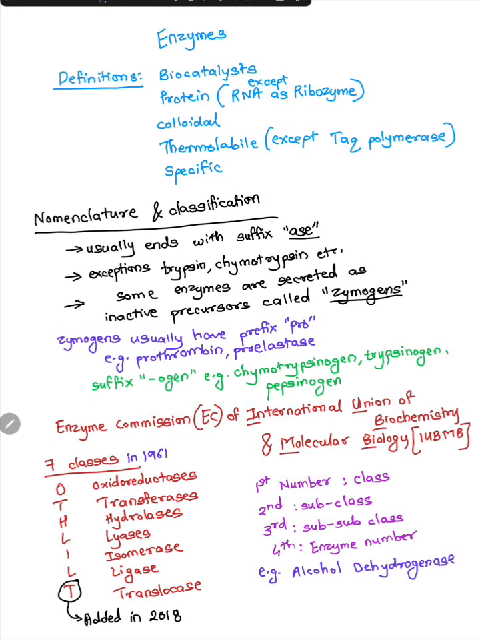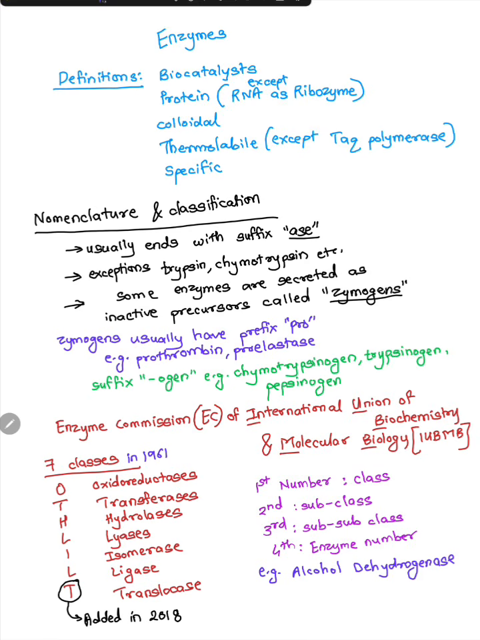So as you may have noticed, in the general nomenclature of enzymes, some enzymes end with ase, some don't end with ase, and the name of the enzyme does not always tell us a clear idea about the reaction catalyzed by the enzyme or the substrate on which it acts. There was no uniformity in the nomenclature of enzymes, and it was very haphazard.